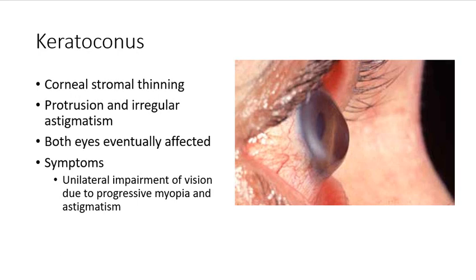Keratoconus is another corneal problem that you are definitely going to see clinically, and it's where there is presence of corneal stromal thinning. And what happens is the cornea protrudes and creates an irregular astigmatism. Both eyes are eventually affected in keratoconus, and the patient will present with unilateral impairment of vision, and that's caused by progressive myopia and astigmatism.